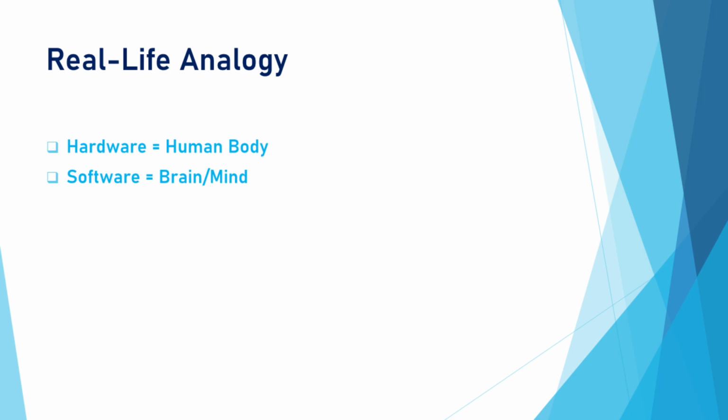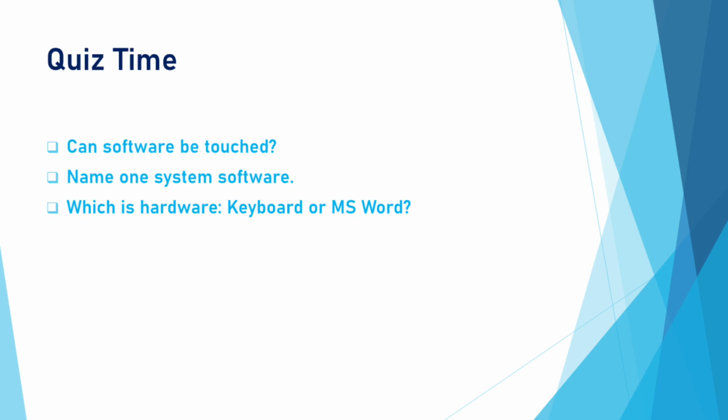Okay, so far we have seen what is software, what is hardware, what are different types of hardware devices, and what are the broader categorizations of software. So now let's have a quick quiz. Can software be touched? Name one system software: which is it, hardware, keyboard, or Microsoft Word? Give your answers in comments. And one more question: which software is used to browse the internet?